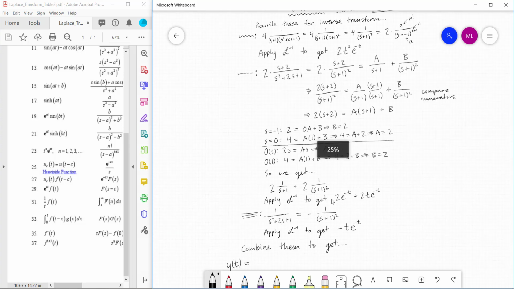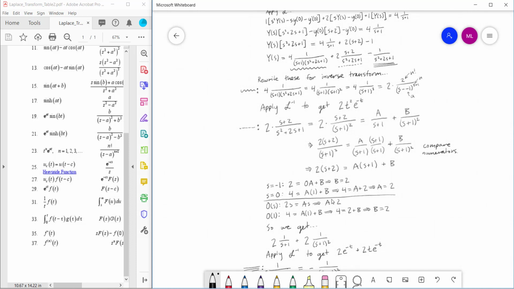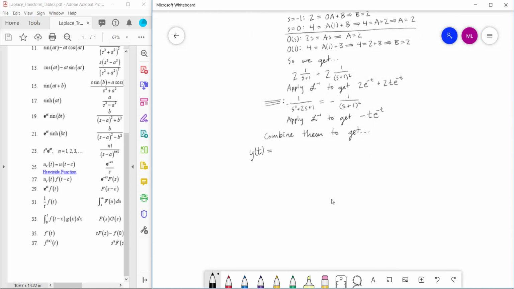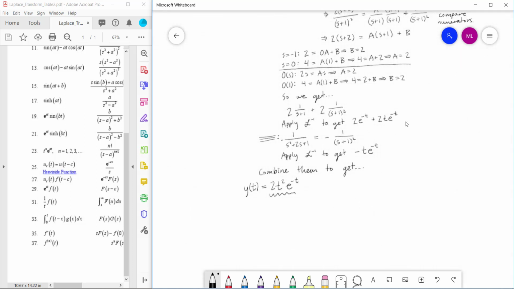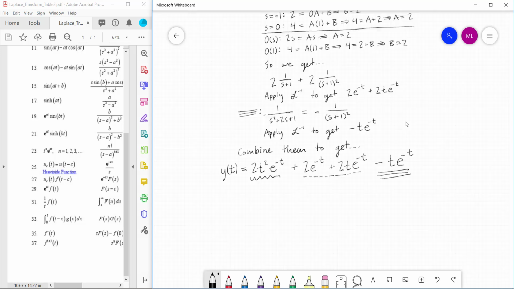So let me go see what they all were. I know that first one was t squared e to the negative t, but what was the coefficient? 2. So 2t squared e to the negative t. That was our squiggly part. Plus the dashed part right here. So plus 2e to the negative t plus 2te to the negative t. That was our dashed line part, plus negative te to the negative t, and that was our triple underline part. So here's our solution.